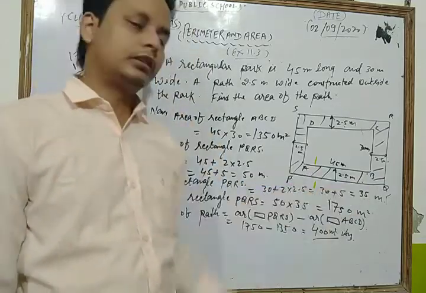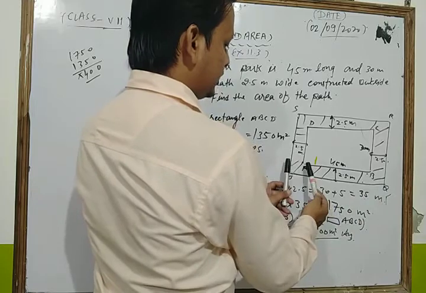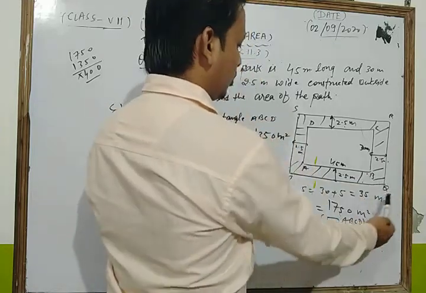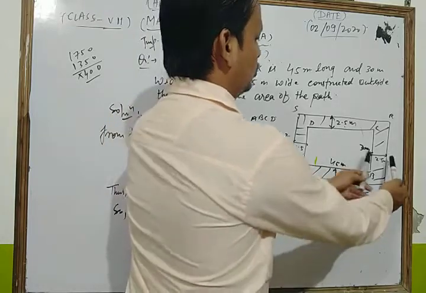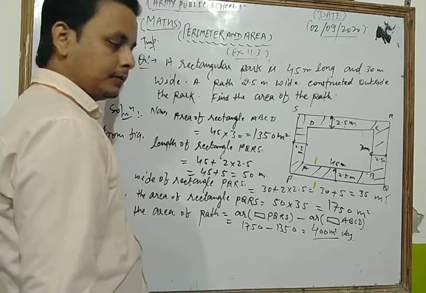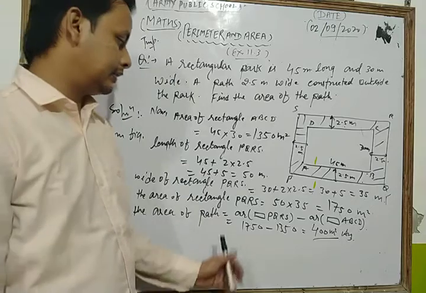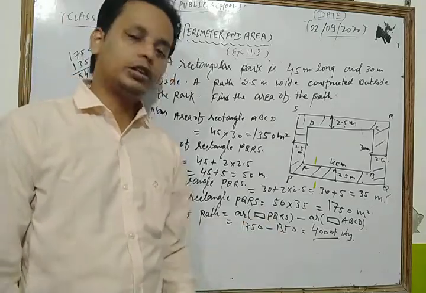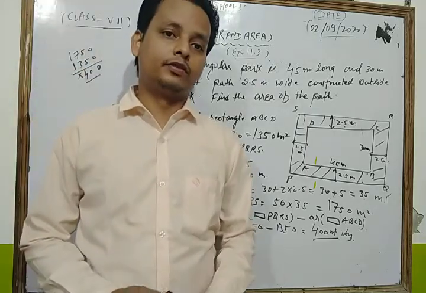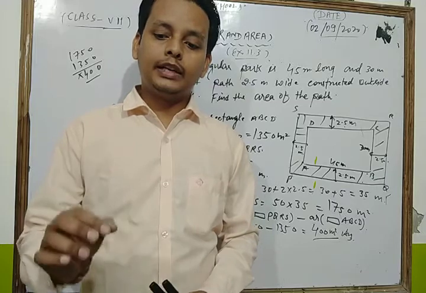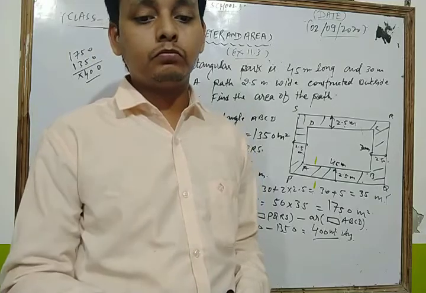For finding the length of the rectangle PQRS, according to the diagram, this is 45, and this is 2.5, this is 2.5. So the total length of the rectangle PQRS is 45 plus 2.5 plus 2.5. Hence we get the length of rectangle PQRS. Similarly we get the width of that rectangle. After that we subtract them and hence we get our result. So dear students, in this way you can solve that type of question. Okay, now we take some other question based on this topic. Let's see.